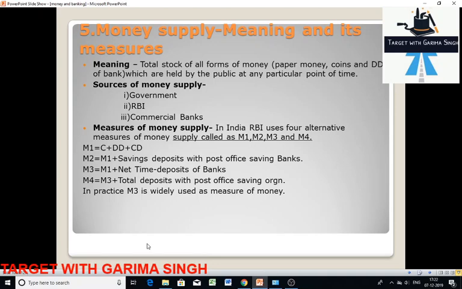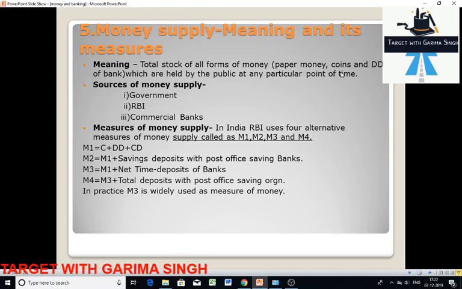Meaning: the supply of money means the total stock of all forms of money like paper money, coin, and demand deposits, which are held by the public at any particular point of time. Supply of money is a stock variable because it is related to a point of time. The stock of money with RBI and the banking system is not included in the supply of money.